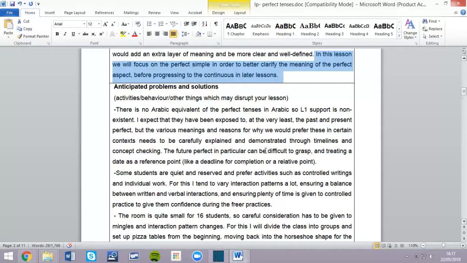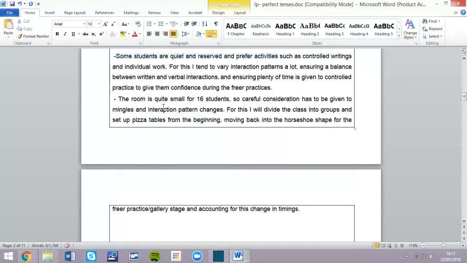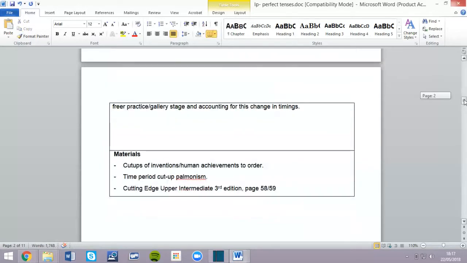There are other language problems, such as with the perfect tenses, there is no Arabic equivalent. So they don't have that L1 support. And again, to suggest how I would deal with that situation. Some behavioral problems are here. It's sort of like a personality thing. They're reserved and shy. And there's an environmental problem as well, that the room is quite small for the class.